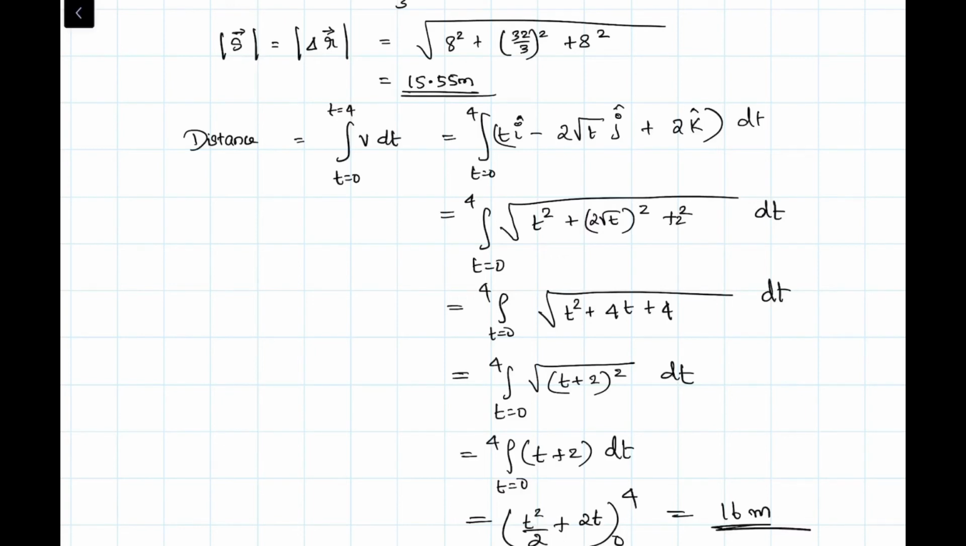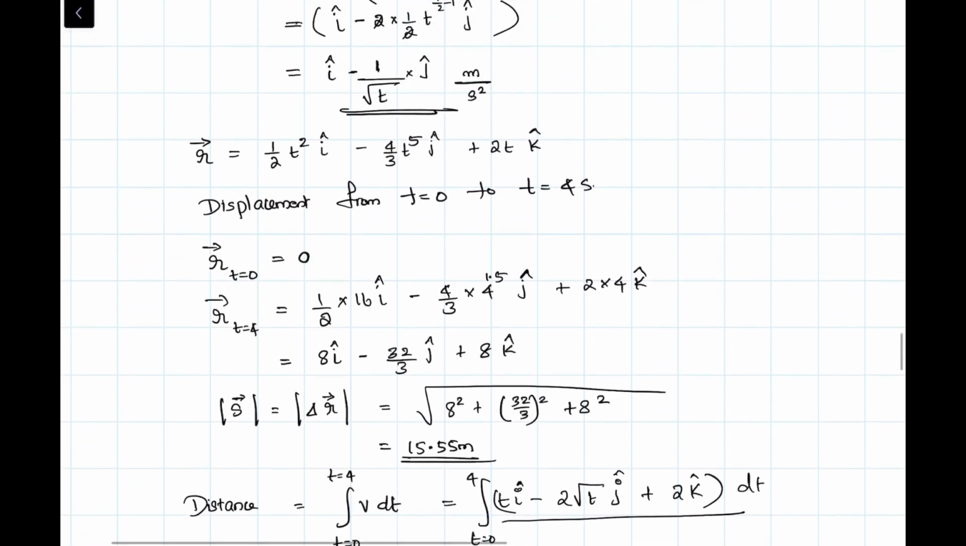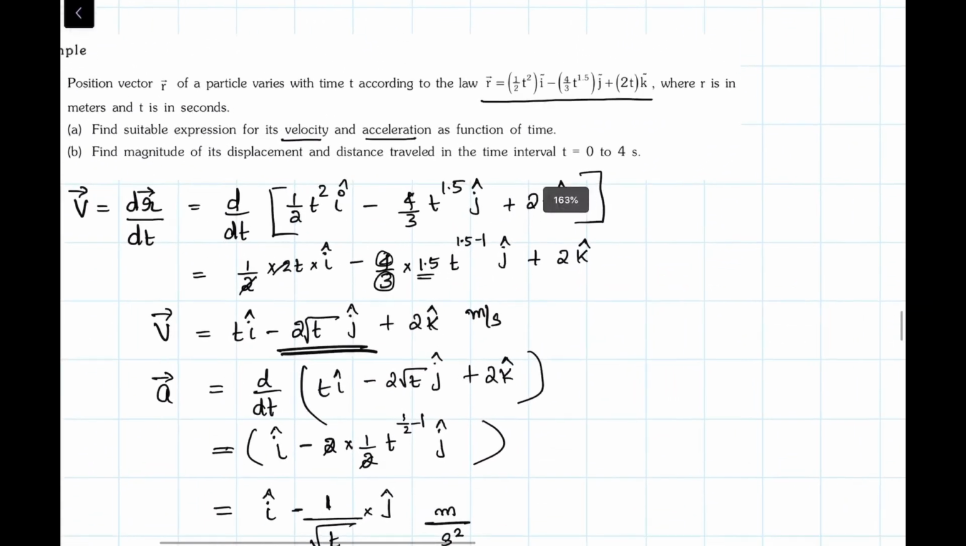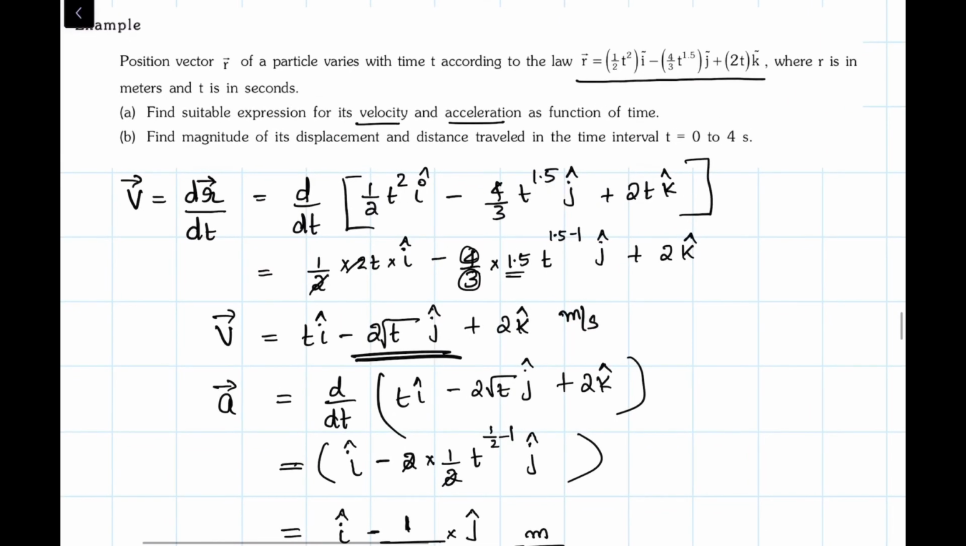We should not treat it as a vector quantity. We have to take the magnitude of it and proceed accordingly. Then only you can calculate the distance. So you might think that the calculation of distance is easy, but it's not so easy. We have to be very careful. So we calculated velocity, acceleration, magnitude of displacement, as well as distance.